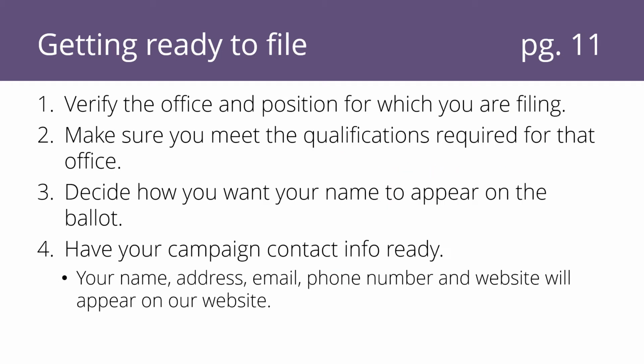Here is an overview of what can be done before filing. First, verify the office and position that you're planning to file for is up for election this year. You can do so by checking the offices subject to election. Second, make sure you meet the qualifications required for that office. This information can be found on pages 13 and 14 of the candidate manual.